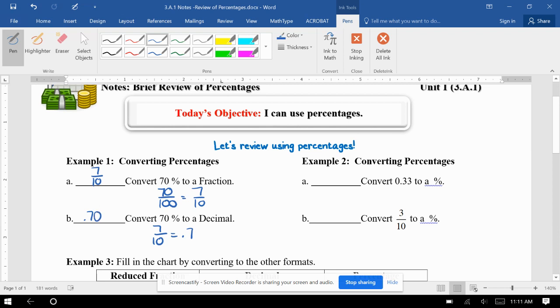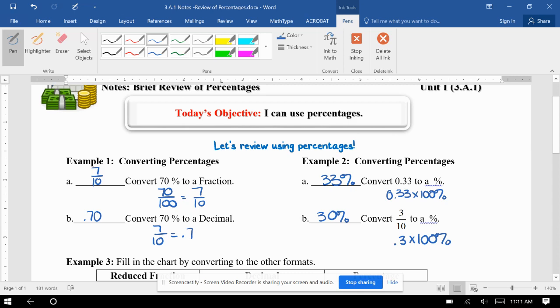Okay, and then going in reverse, let's say I have a decimal or a fraction and I want to convert to a percent. If I'm looking at this first one here, I want to multiply it by 100 so that I can convert it to a percentage. 33%. Same thing here. I can convert this very easily to a decimal by doing 3 divided by 10. So it's the same as 0.3, and then just multiplying it by 100, this is 30%.